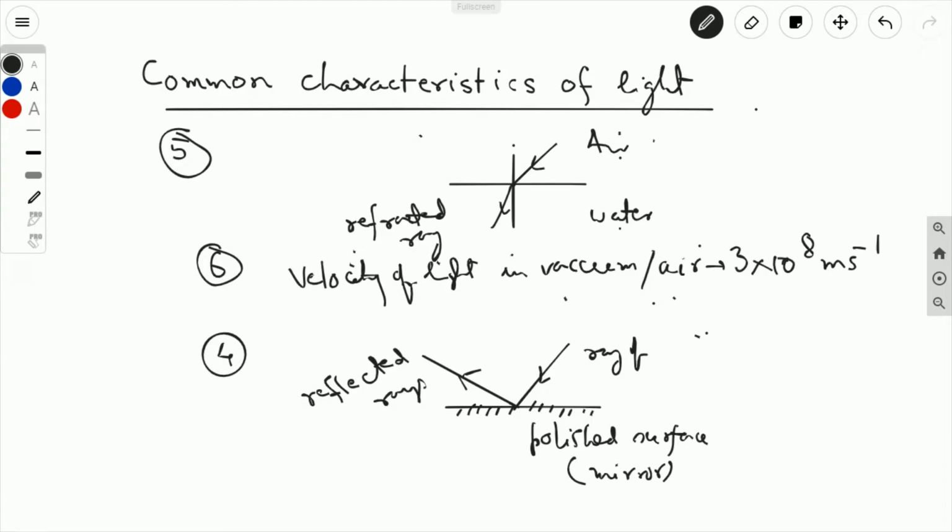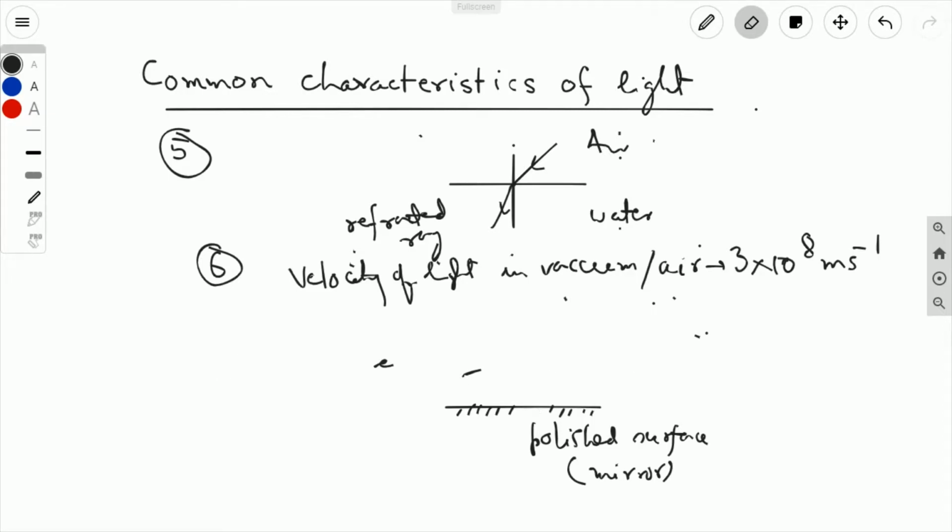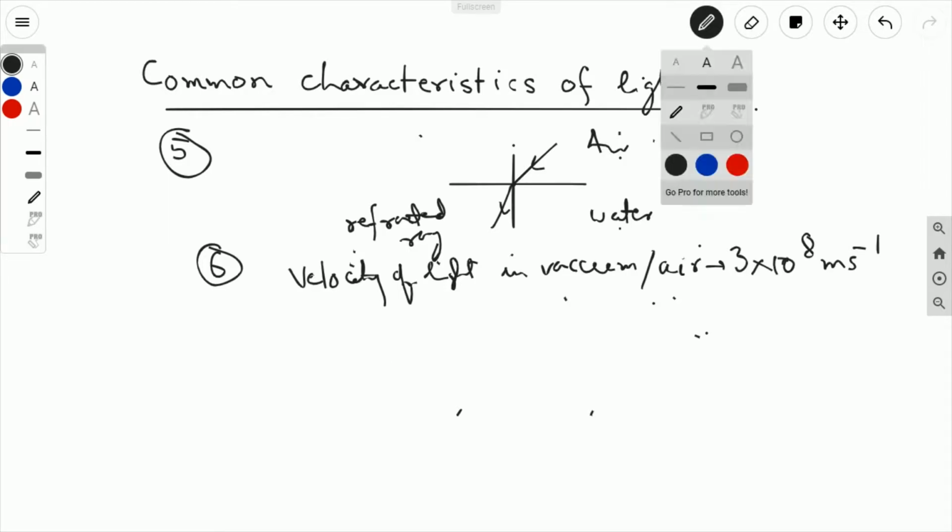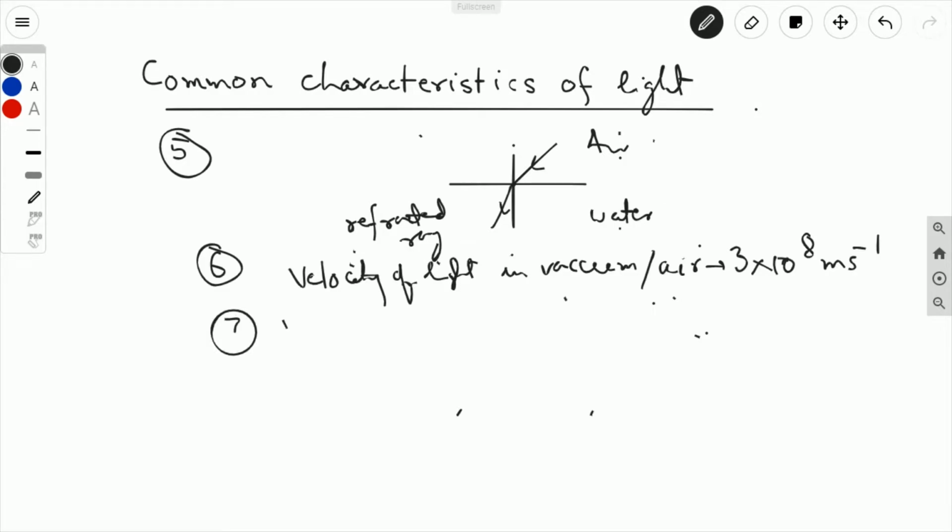The velocity of light changes when it travels from one transparent medium into another. Here you see that the velocity of light will change if the rays of light travel from one transparent medium to another medium. That is law number 7, velocity of light.